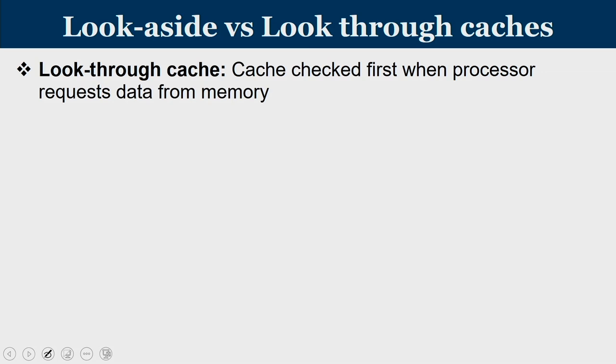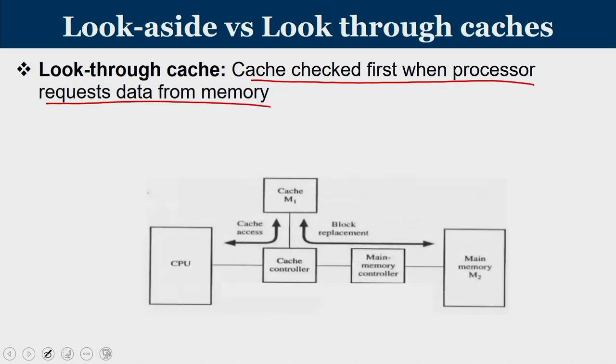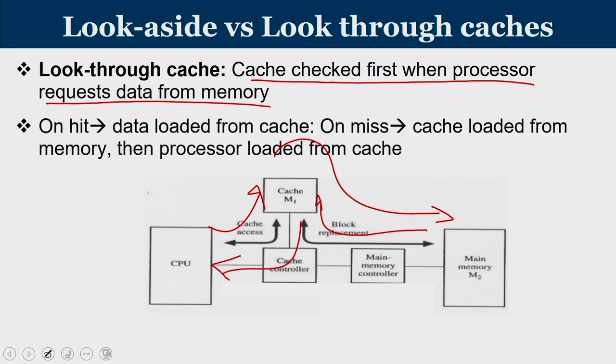The other version is called look-through cache. Cache is checked first, then the processor requests the data from the memory. So, that is what you see, you look into the cache. If it is a miss, then the cache will trigger what is there in main memory, the block is replaced in the cache, and then the cache will supply the corresponding word. So, on a hit, data is loaded from the cache. On a miss, cache is loaded from the main memory and then the processor is loaded from the cache.